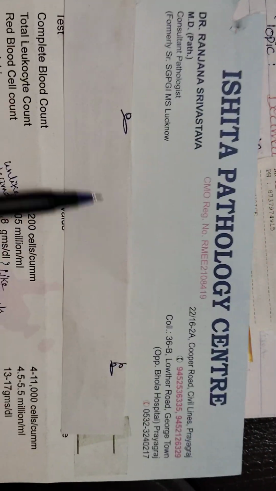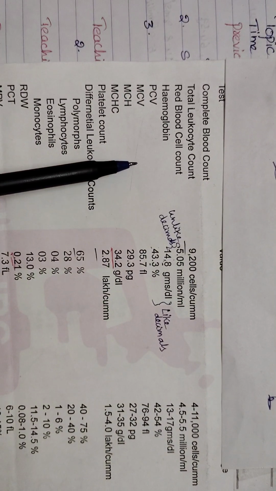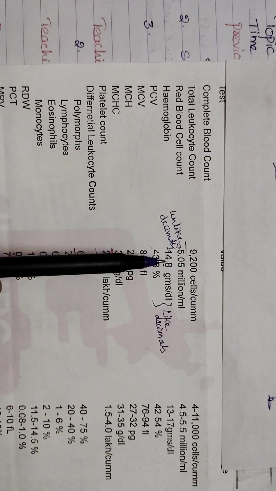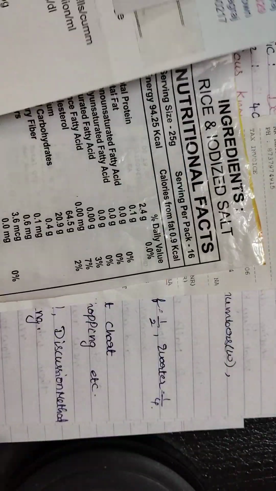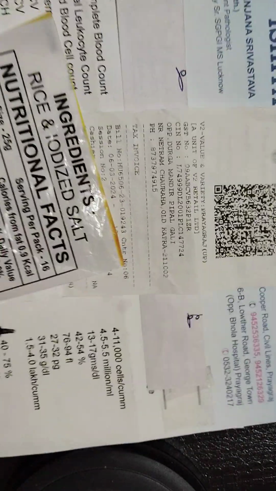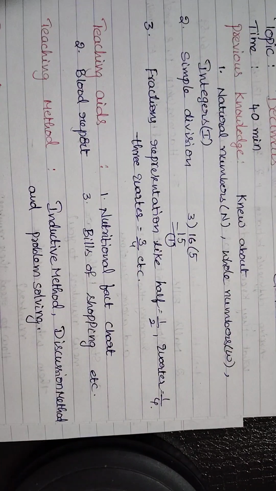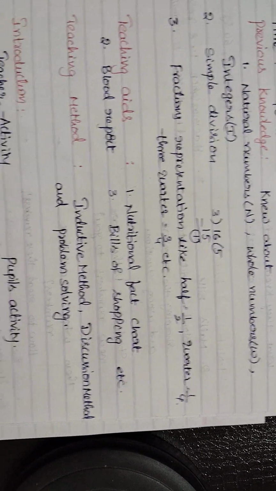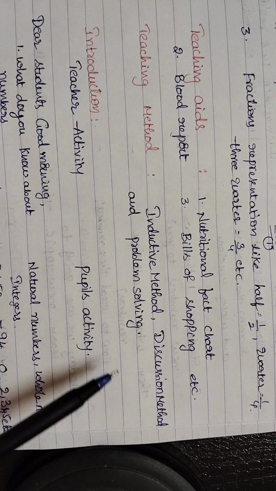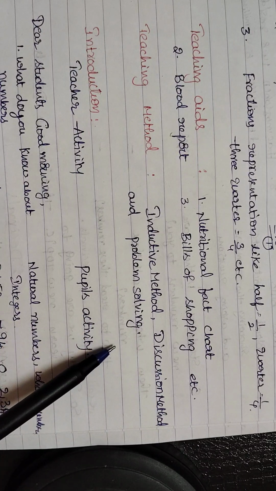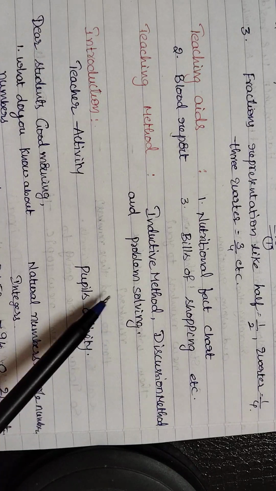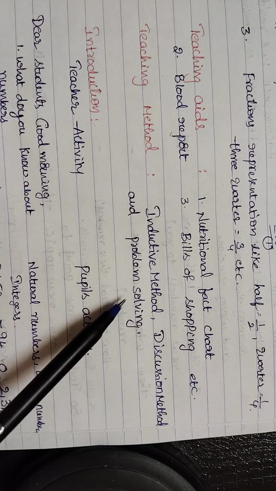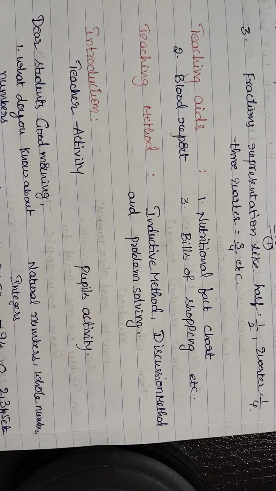Another one is a blood report, from Ishita Pathology Center. In that blood report also we will get decimal numbers. These are the teaching aids for the decimals chapter. For teaching methods, I have used the inductive method, discussion method and problem solving. I have taught 3 topics, and in them I have used a combination of these teaching methods.